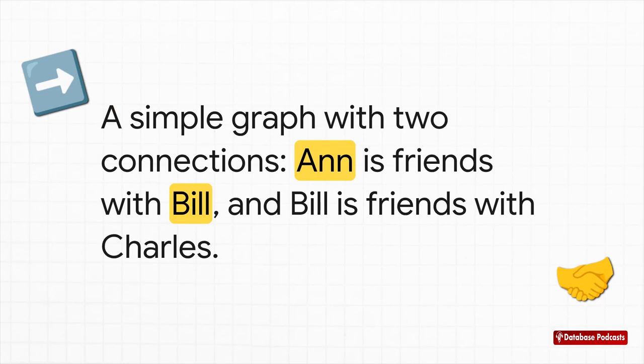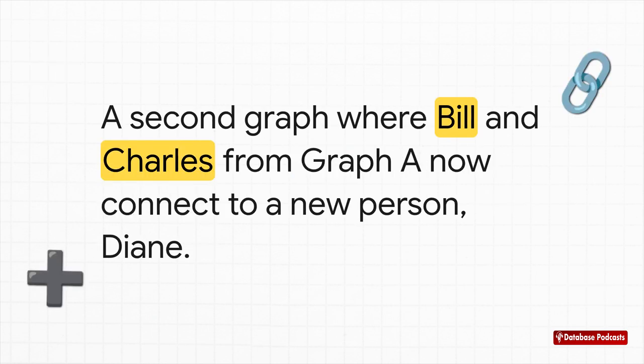Let's imagine a really simple scenario. Here's graph A. All we have is Anne connected to Bill, and Bill is connected to Charles. Pretty straightforward. And here's graph B. Now pay attention here. We see Bill and Charles again, the same people from graph A. But this time, they're forming new connections to a new person, Diane. The big challenge is, how do we merge these two graphs without creating a second Bill or a second Charles?